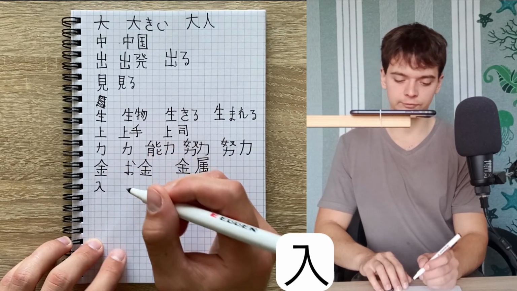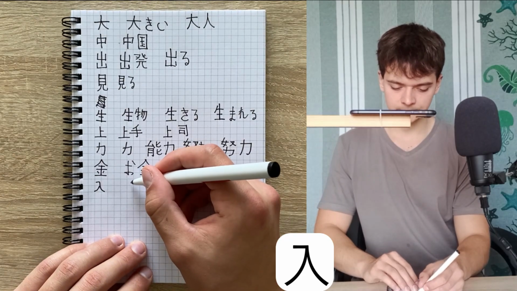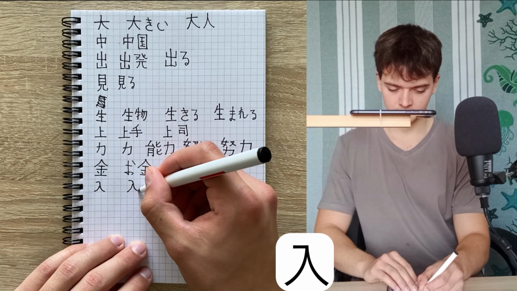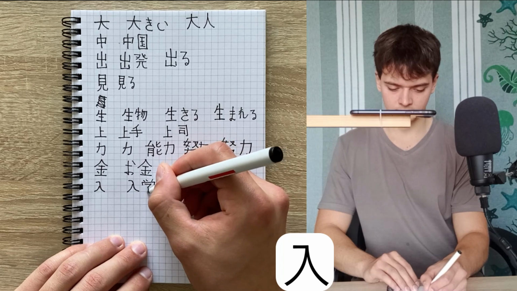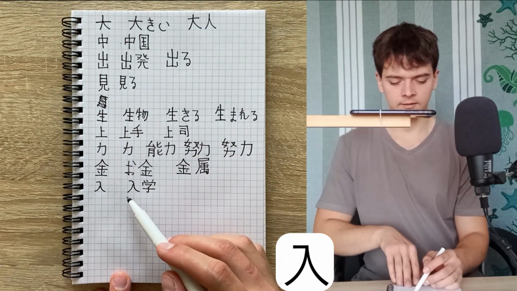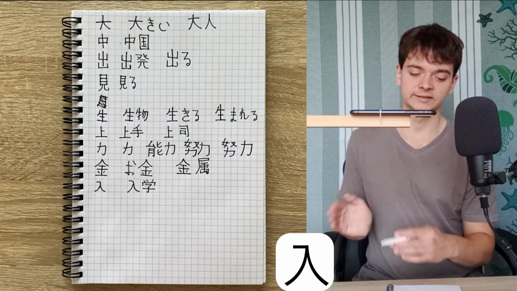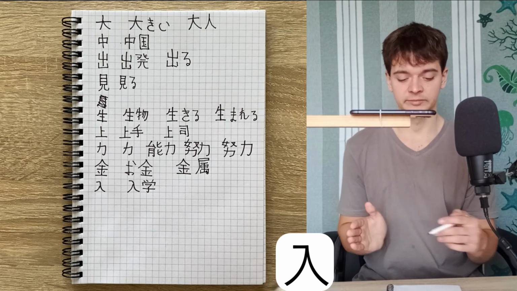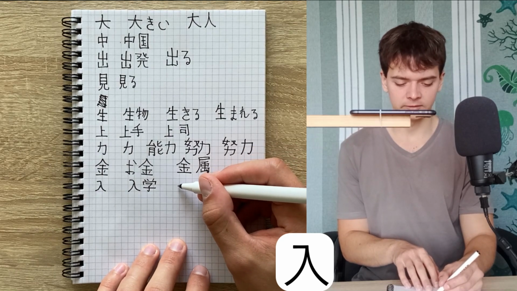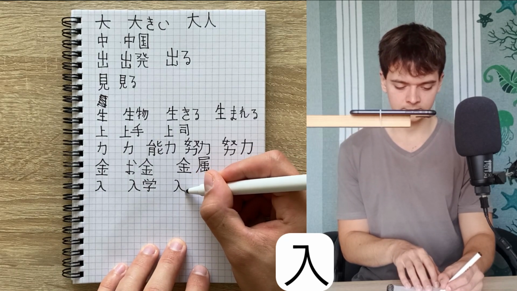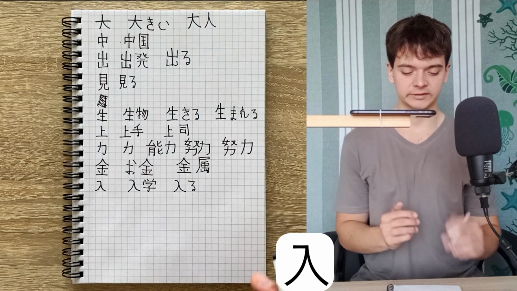Nyu, in the word nyugaku, for example. Nyugaku is the word for admission. So you can see that it's entering something, entering the school, admission. So this is the kanji for entering. It can make a verb as well. Hairu. Hairu means to enter.